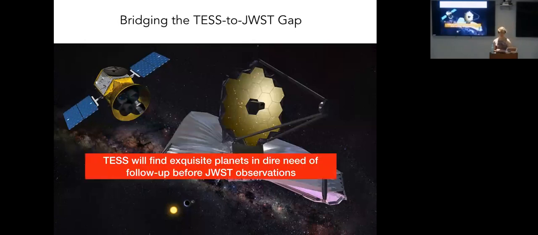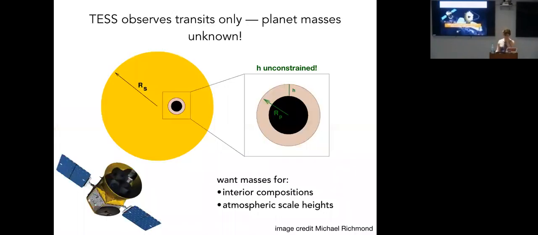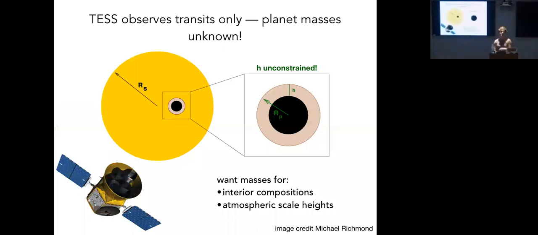So TESS is going to find these exquisite planets, and we're going to need to do a lot of ground-based observing to get ready for James Webb observations. So what kind of measurements will we need to take? I think one of the biggest gaps to fill is that because TESS is only observing planet transits, it'll only get planet radii and not planet masses.